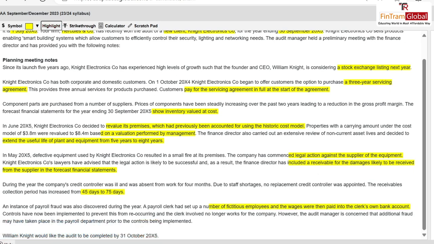And what else? Controls have now been implemented to prevent this from reoccurring, and the clerk involved no longer works for the company, which is great, right? We fired the fraudulent employee from the organization, so, you know, risk is reduced. But yeah, what else? However, the audit manager is concerned that additional fraud may have taken place in the payroll department prior to the controls being implemented, which imposes a huge audit risk, isn't it?